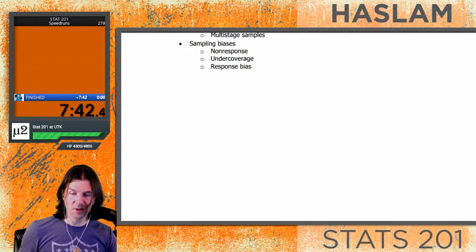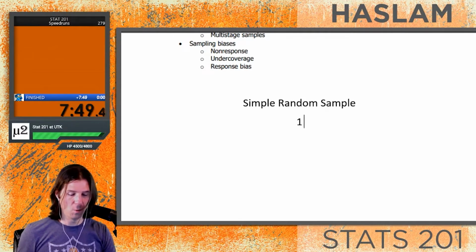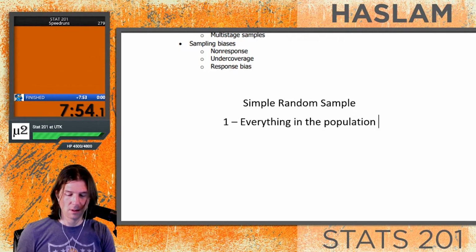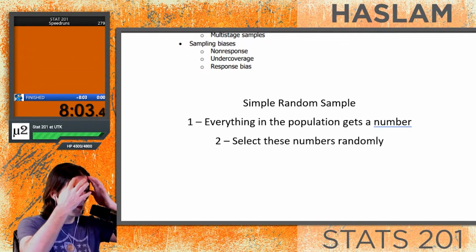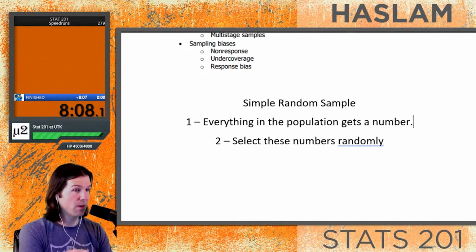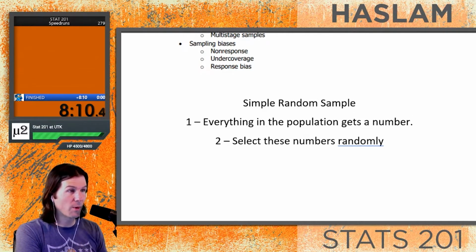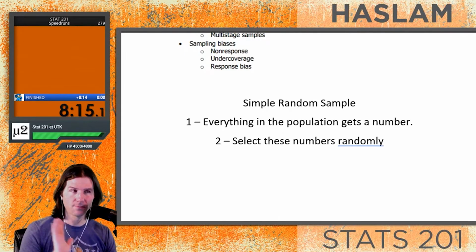Simple random sample steps are, let's go ahead and put these here. Simple random sample. 1, everything in the population gets a number. So we'd number all our M&Ms, and then 2, select these numbers randomly. The way we do a simple random sample is everything in the population gets a number, and just assign numbers to them, like we have student ID numbers. Then we randomly generate these numbers, and this is a true random way to get a random sample.